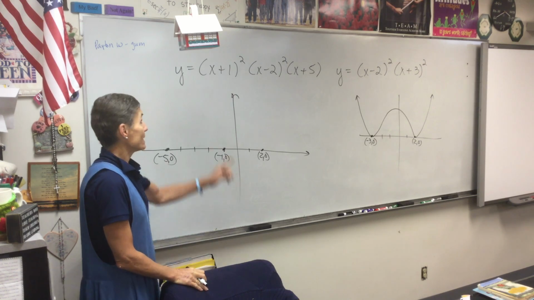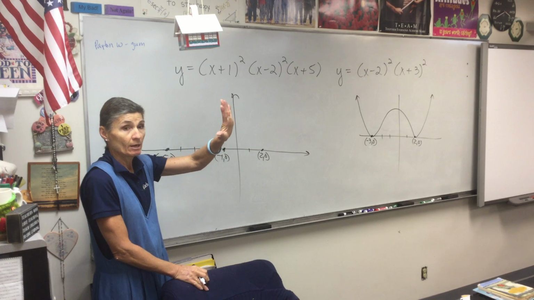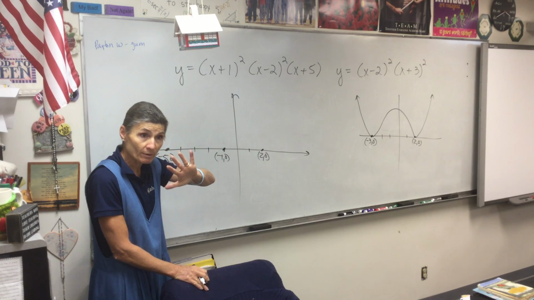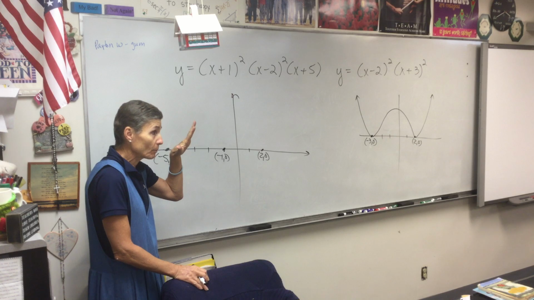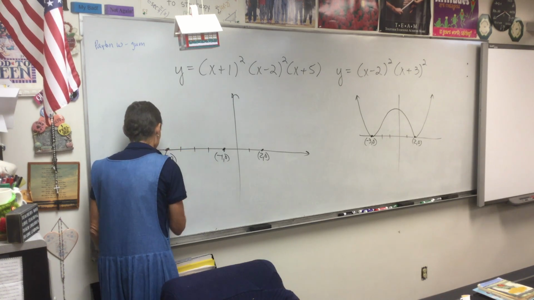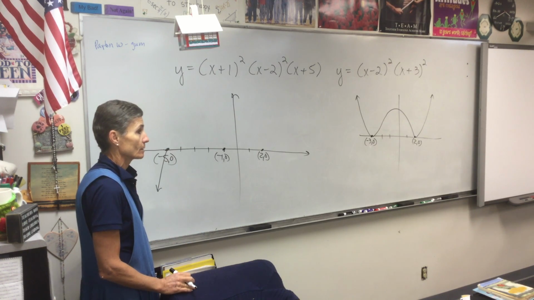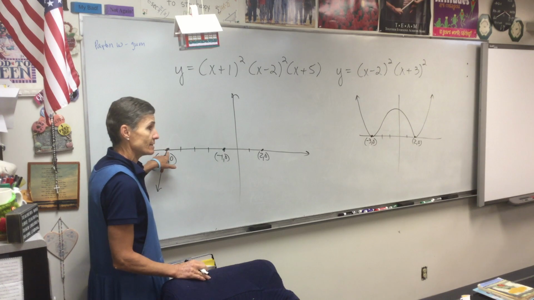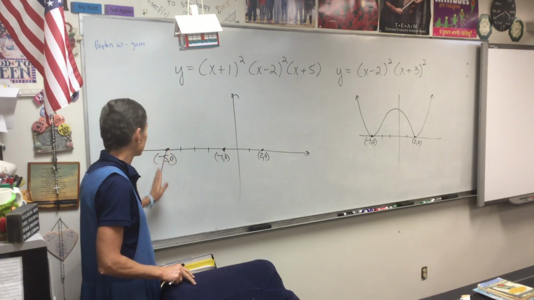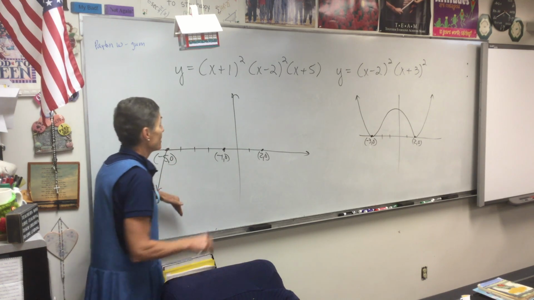Now, how many X's you got all together? What's the degree of this thing? 5. All right, that's an odd number. How do odd numbers behave? Start down and up. So start down. There we go. Starts down here. Now, when it hits this dot, you have two choices. It's either going to zip right through or it's going to bounce off.